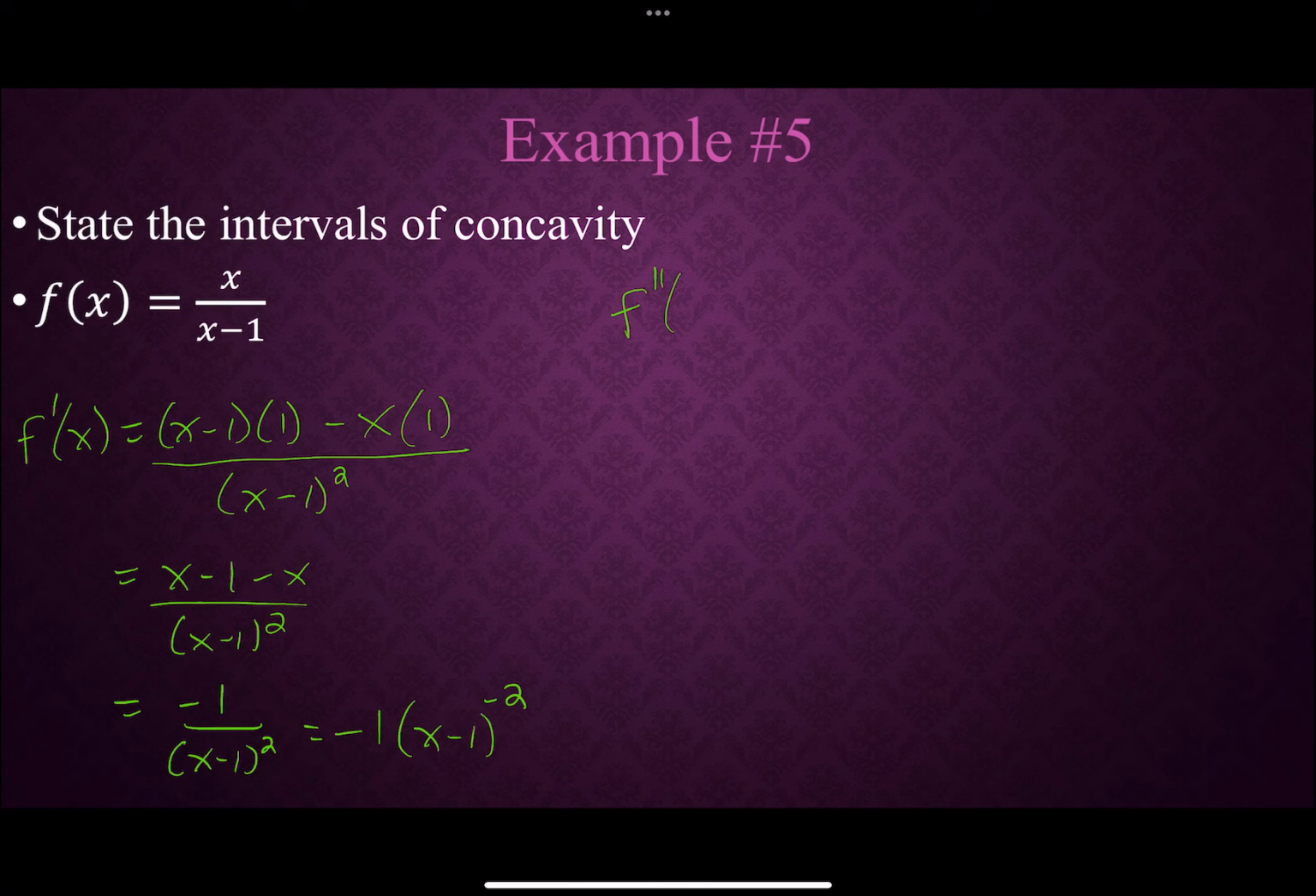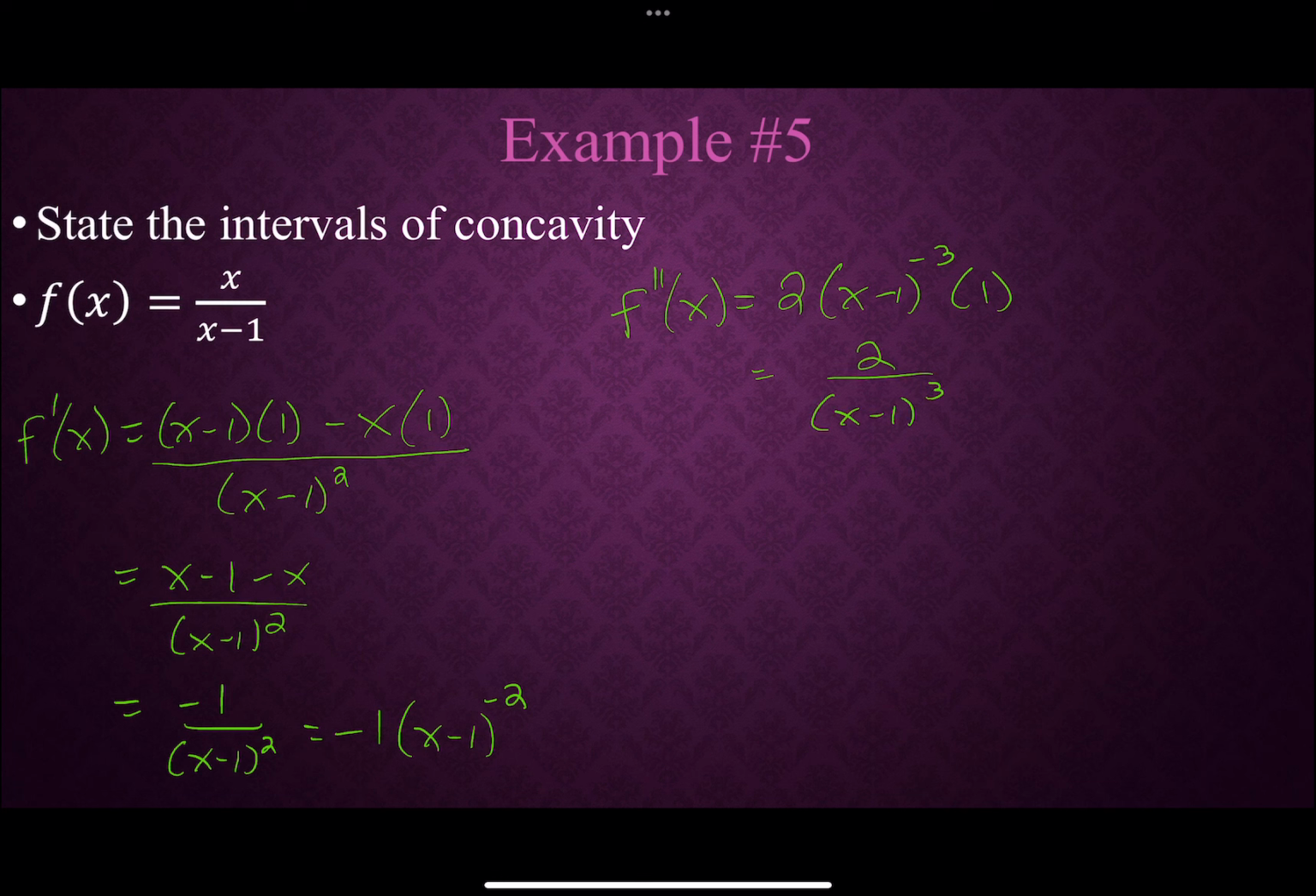Always do that as making life a little bit easier when it comes to taking derivatives. If you have a quotient rule problem, but the numerator is just a numerical value rather than a variable, rewrite as a negative exponent and just do a basic chain rule. Because now we have negative 1 times negative 2, a positive 2, x minus 1 to the negative third power times 1, the derivative of the inside. So it's 2 over x minus 1 cubed.